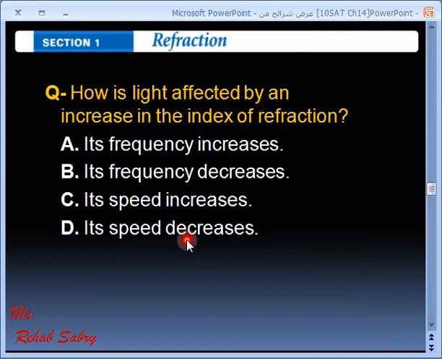I'll show you these questions, and these questions will be, inshallah, sent to the channel as homework, and we will discuss them, inshallah, at the beginning of the next period.